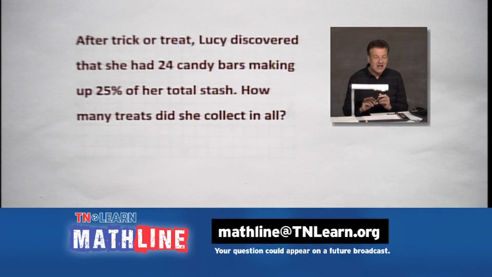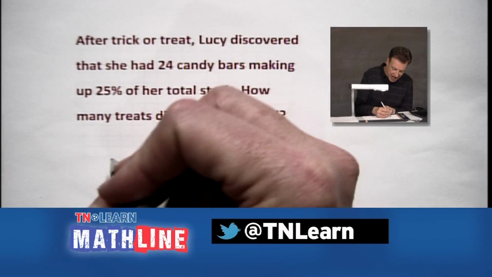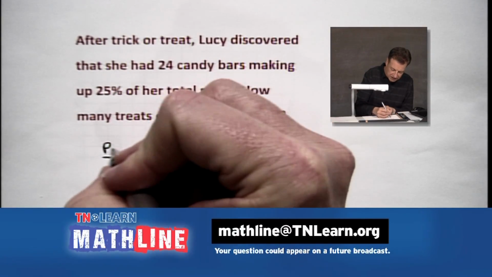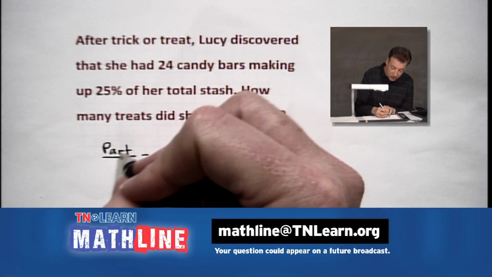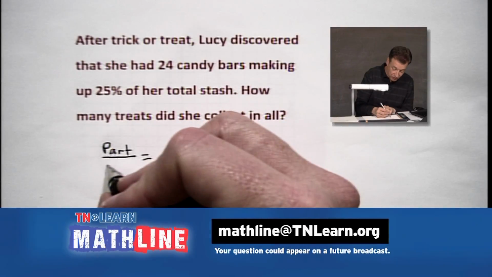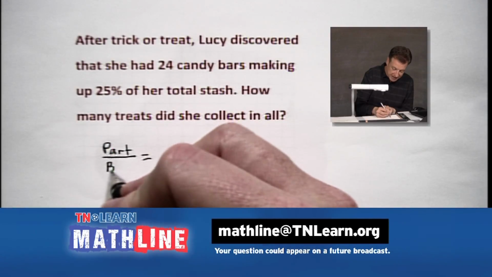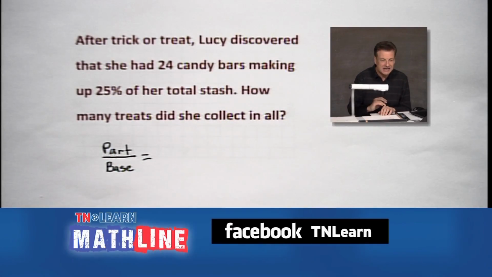So starting off, I like to do it as a proportion. All right, let's do this proportion. We've got a starting point, which we would call the part. We're looking for the ending point. This is where we ended up. We know we have 24. We want to go back to the base.